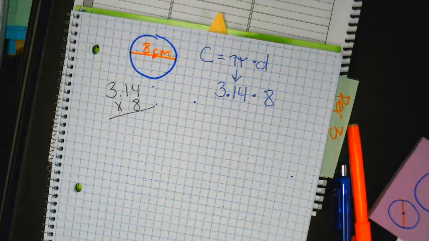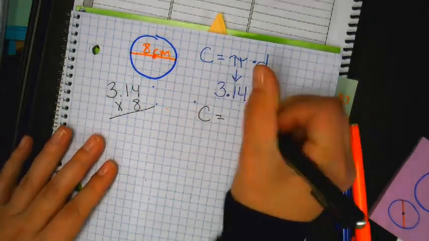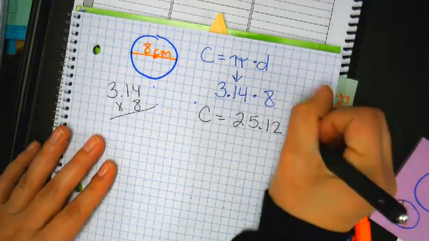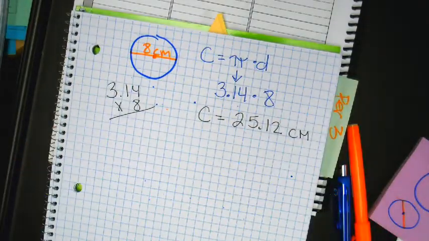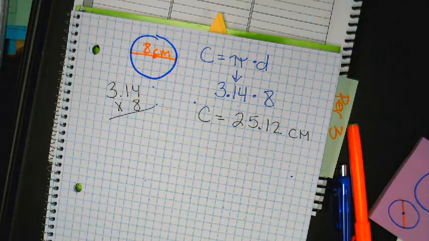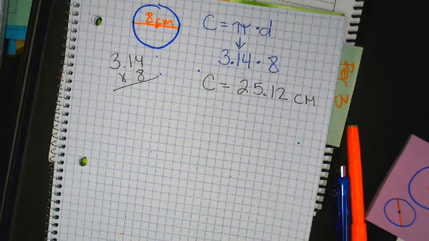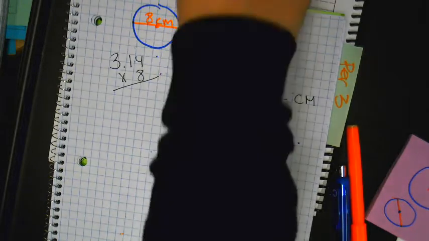Brenda, what'd you get? 25.12. Awesome. So circumference is equal to 25.12 centimeters. Let's practice writing our units. Let's do this. Write it down, write it down, write it down. Go slower. All right. Uno más. One more.